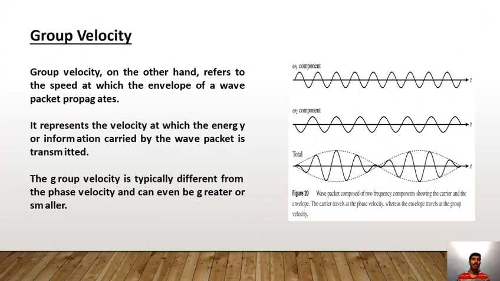Group velocity. Group velocity, on the other hand, refers to the speed at which the envelope of a wave packet propagates. It represents the velocity at which the energy or information carried by the wave packet is transmitted. The group velocity is typically different from the phase velocity and can even be greater or smaller.